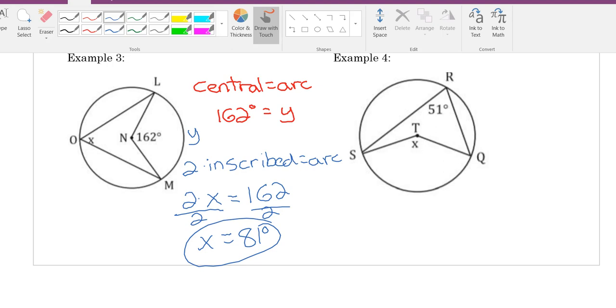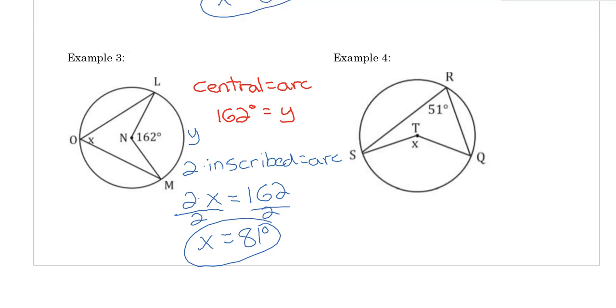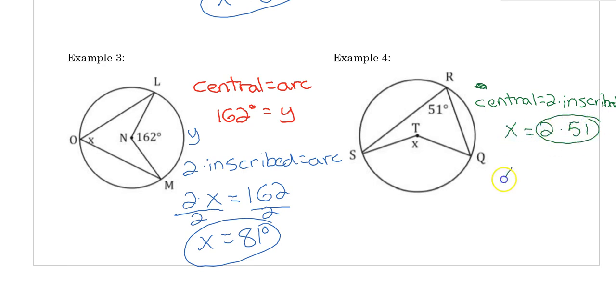All right. Finally, looking at example 4, again, I'm just going to use the other way of just knowing that central equals 2 times inscribed. Central is x equals 2 times 51. These are on the same side, so I'm just multiplying. So I get 102 degrees.